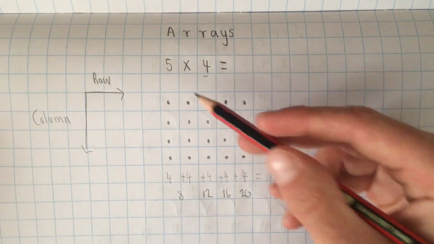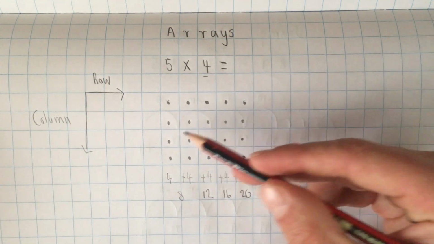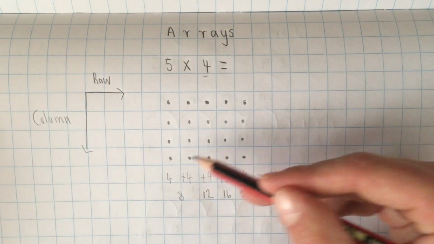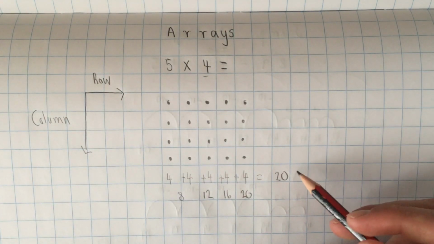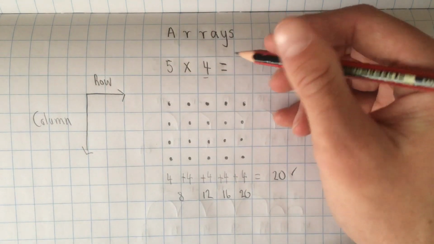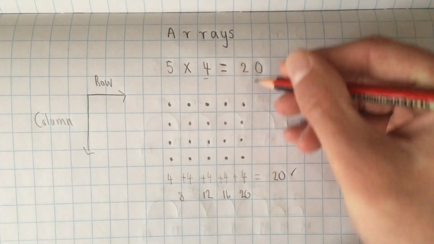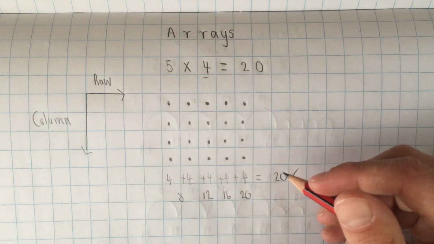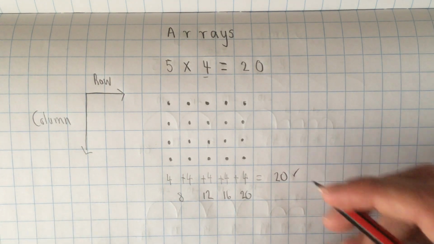And if I count it to check, 1, 2, 3, 4, 5, 6, 7, 8, 9, 10, 11, 12, 13, 14, 15, 16, 17, 18, 19, 20. That gives me my proof that I've got my answer correct. So 5 multiplied by 4 is equal to 20. 5 groups of 4 is 20. So that is the array strategy, guys. Thank you.